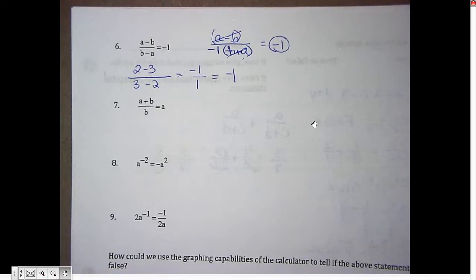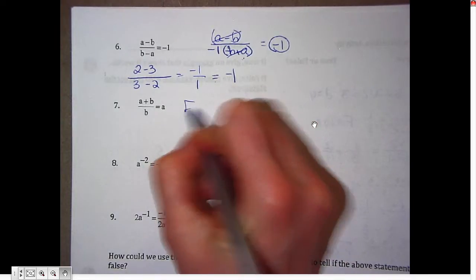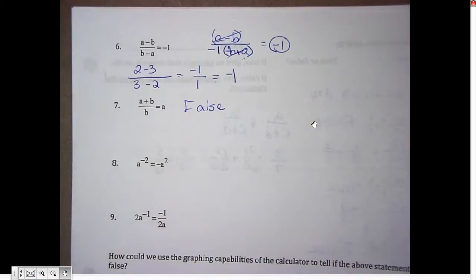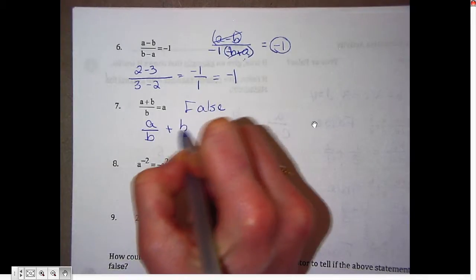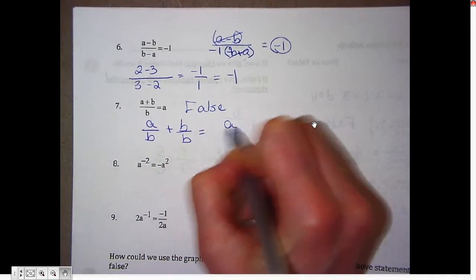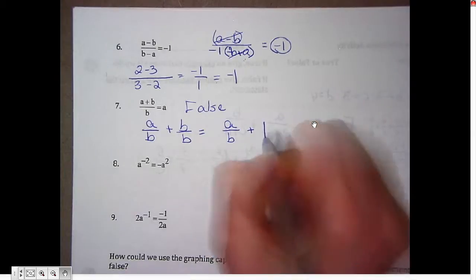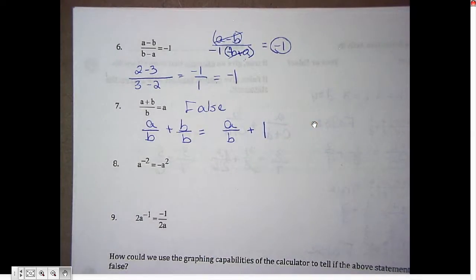So number 7, it's saying it's just equal to A. Maddie, is that true? Is it just equal to A? Actually, it's false. Why is it false? Because... How could it simplify? You could do A over B plus B over B. Right. And just like the previous one that we had, the one that Matt said, that would become A over B plus 1, but not just A.